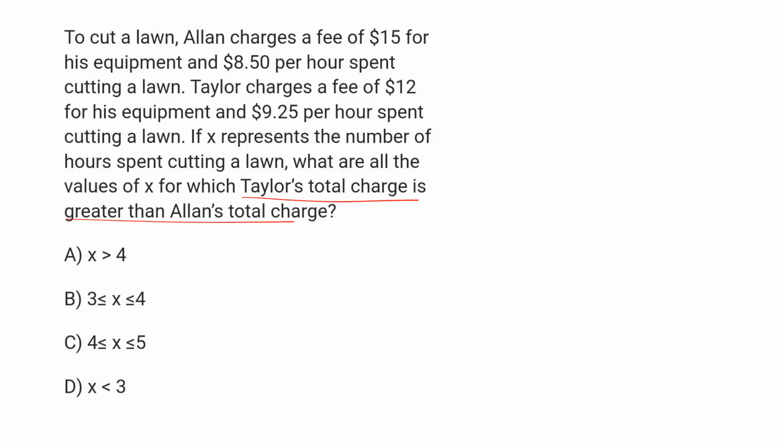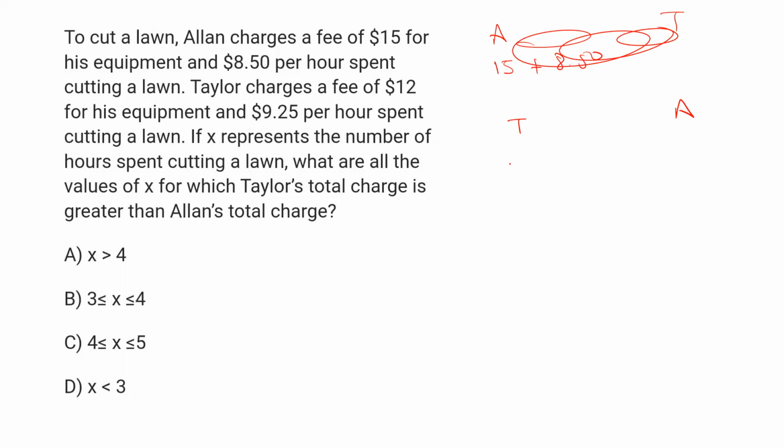Although in both ways hardly fractions of a second matter, both approaches are very simple. So in this type of question, if I talk about Alan's charge, it is 15 plus 8.50 per hour. And for Taylor's charge, I will write Taylor this side and Alan this side, so that you will not get confused. So Taylor is 12 plus 9.25 per hour. And Alan is 15 plus 8.50 per hour, right? What we want is Taylor's value should be greater than Alan's value.